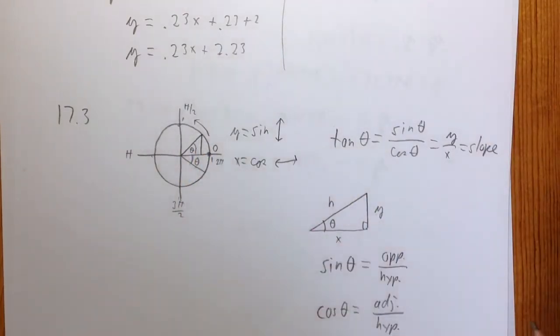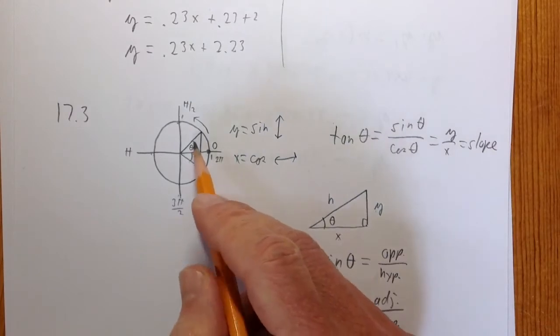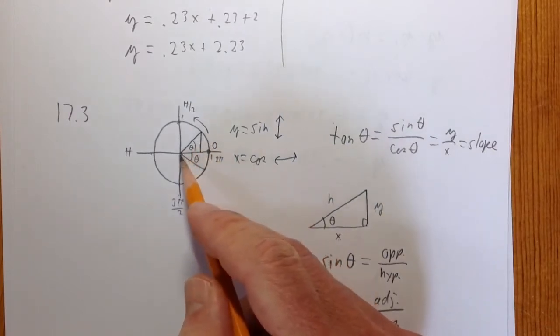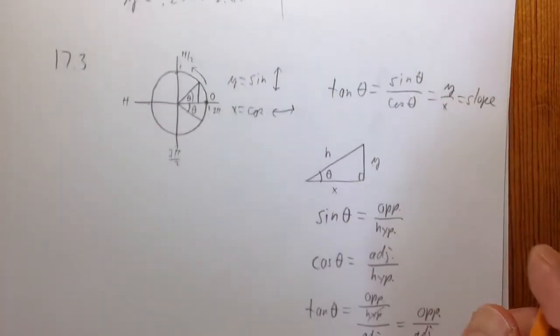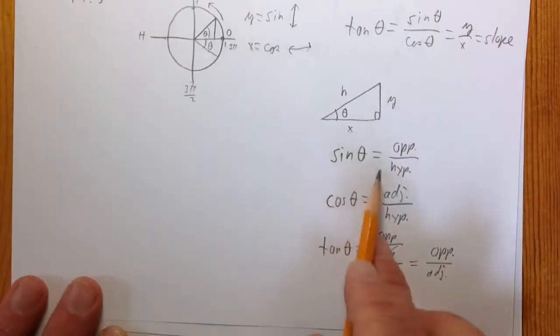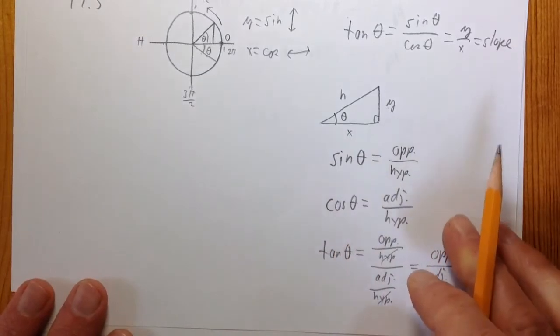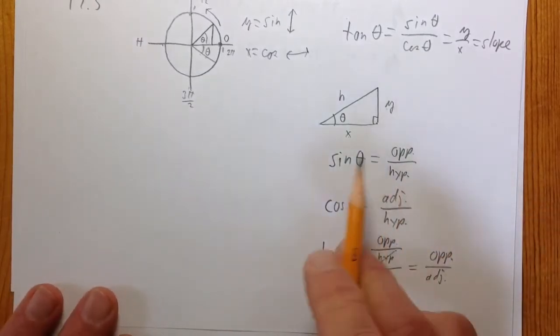Tangent's the same. Tangent doesn't care about the hypotenuse because it's the ratio of this side to this side, but sine and cosine do. So, okay, that's the basic idea of sines and cosines. Now, you probably remember that there are the other ones.